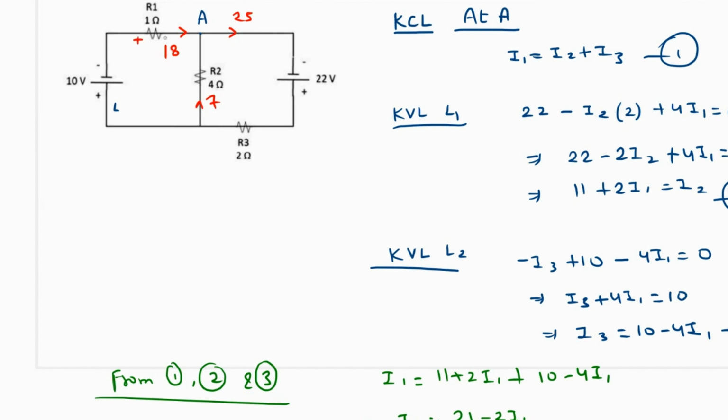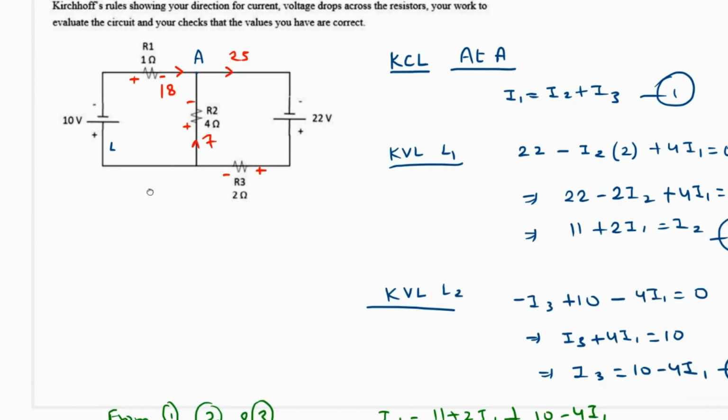So the potential drop will be like plus and minus here. This is plus and minus here, and this is also plus and minus here. So we got the current in all the three resistors.